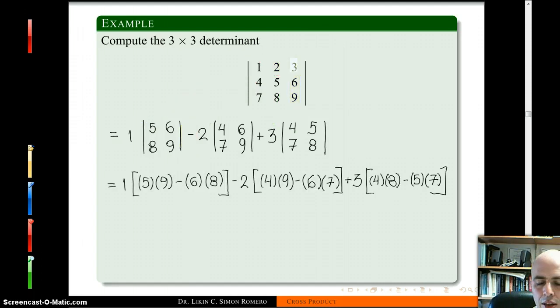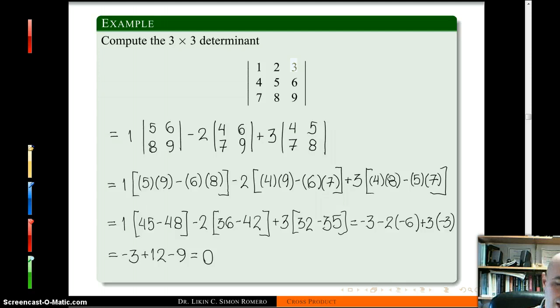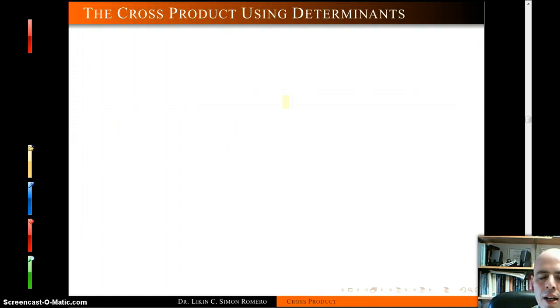I do the computations, and that gives me that it's equal to 0. I mean, you will see later on, if you understand very well what we see at the end of the class, that determinants are important in order to check whether 3 vectors lie in the same plane or not, and that's going to be useful also for linear algebra. Let me talk a little bit about the cross product using determinants.